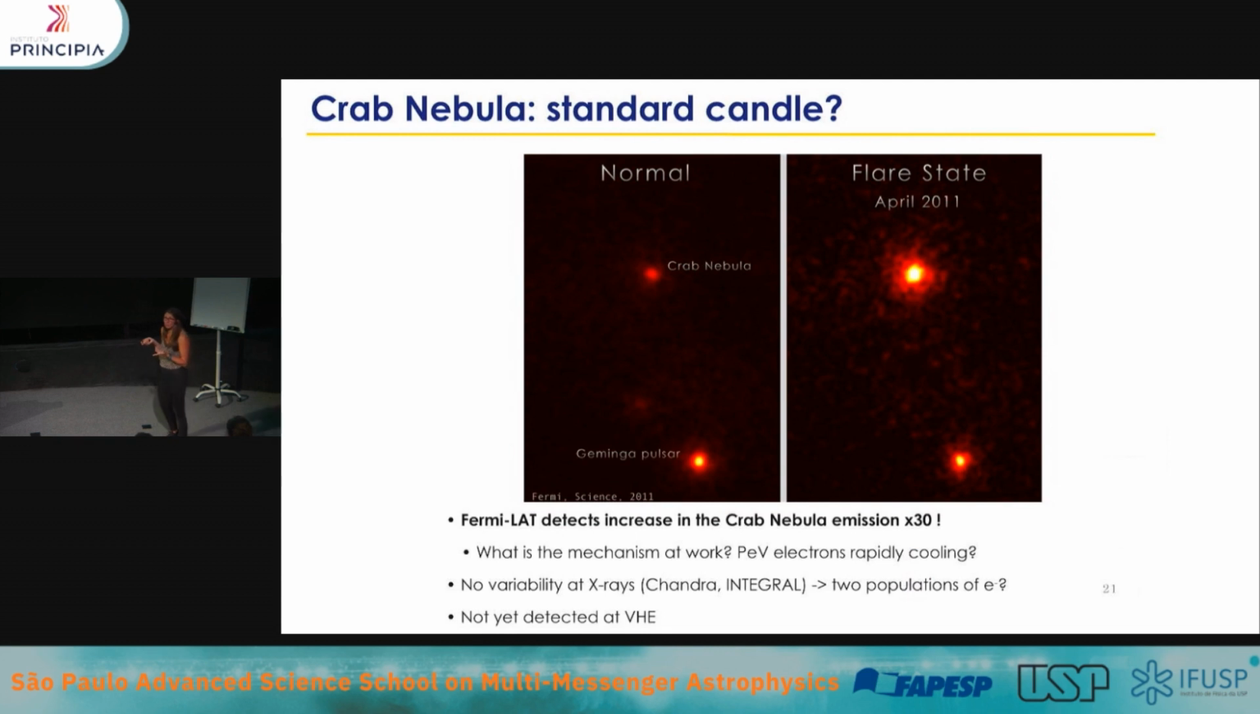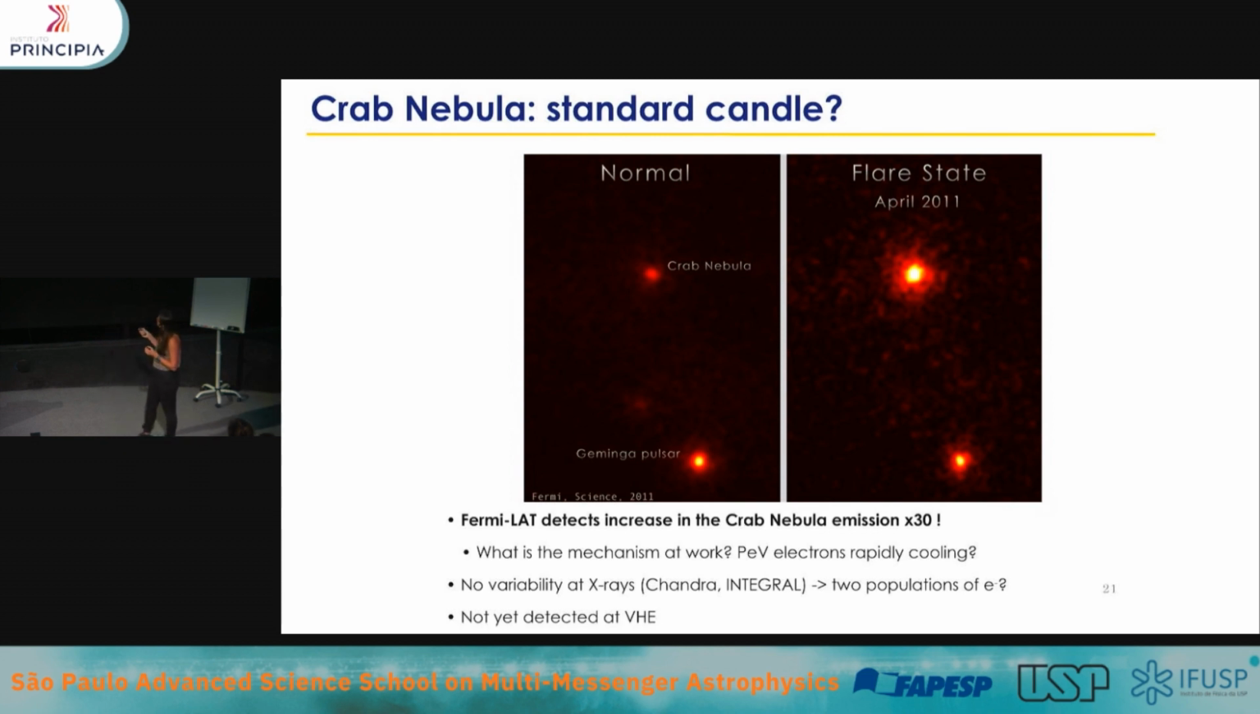But however, Crab is full of surprises. We have been studying it for many, many years, not only us, but also Fermi LAT. It has been observing it for a long time. And actually, both Fermi LAT and AGILE detected an increase in the emission of Crab. You can see here, this is the Crab Nebula normal state, and this is a flaring state. What is the mechanism behind it? It's leptonic for sure.